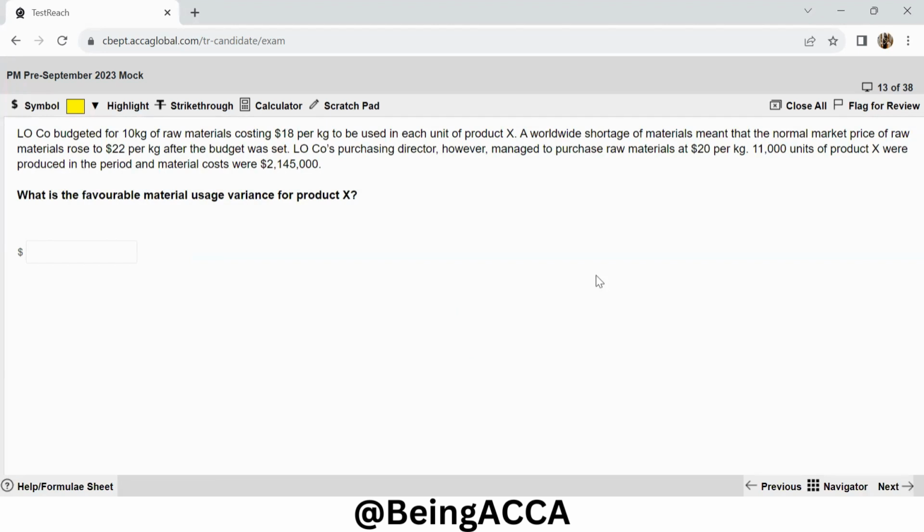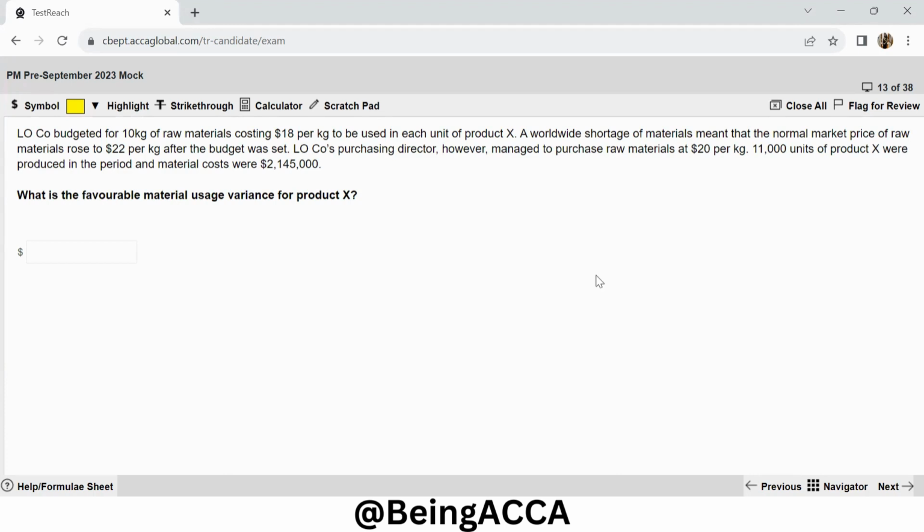Now let's go to the next one. LO company budgeted for 10 kg of raw material costing $18 per kg to be used in each unit of product X. A worldwide shortage of material meant that the normal market price of raw materials rose to 22 per kg after the budget was set. So we thought that it was going to be 18, but it rose to 22. LO company's purchasing director, however, managed to purchase the raw materials at 20 per kg.